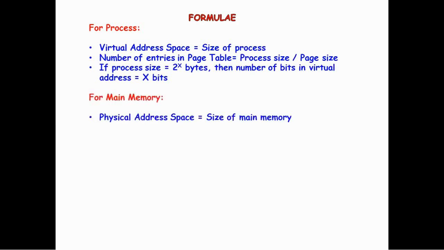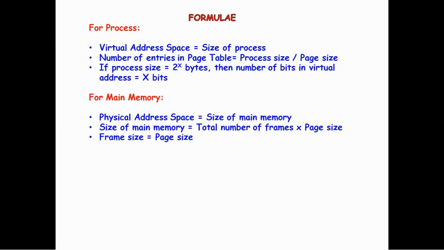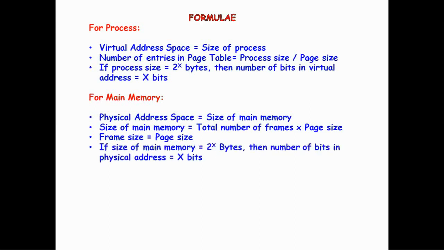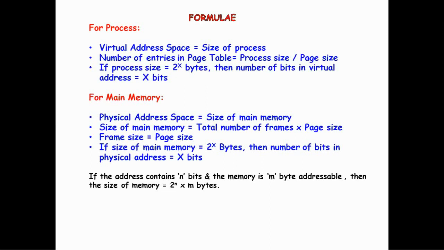For main memory, physical address space is equal to size of main memory. Size of main memory can be calculated by multiplying total number of frames into page size. Then frame size is equal to page size. If size of main memory is equal to 2 power x bytes, then number of bits in physical address is equal to x bits. Another formula, if the address contains n bits and the memory is m byte addressable, then the size of memory can be calculated by using the formula 2 power n into m bytes. Let us see one example.